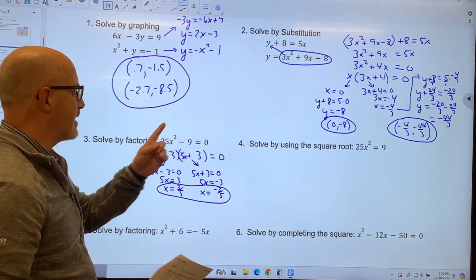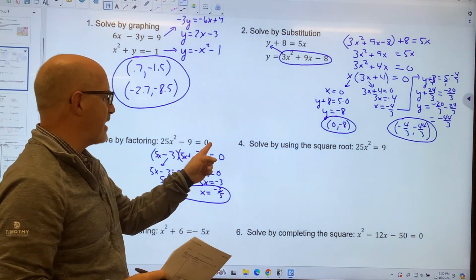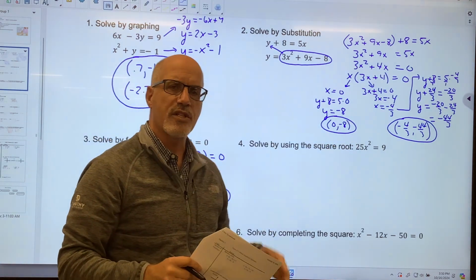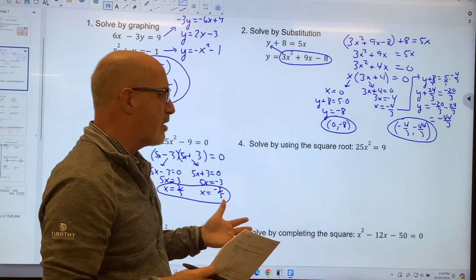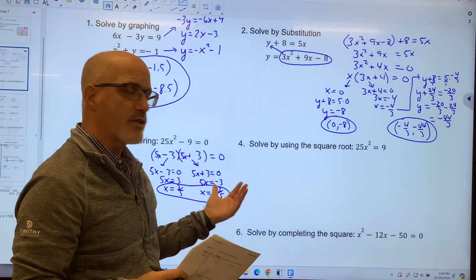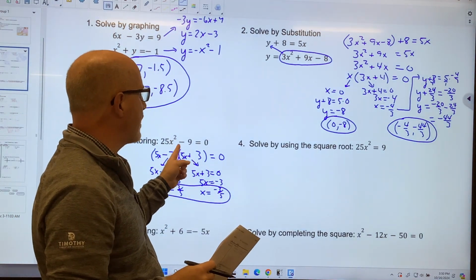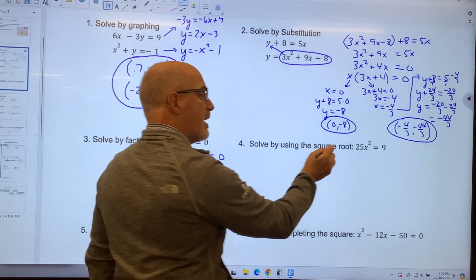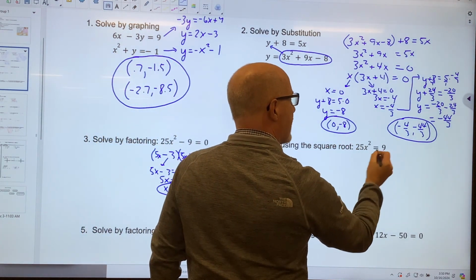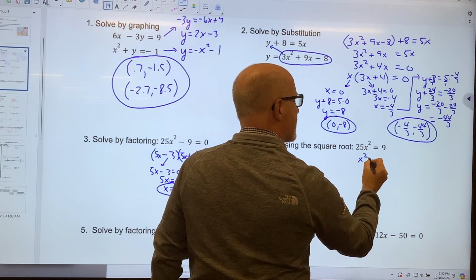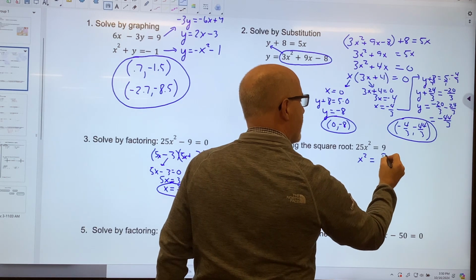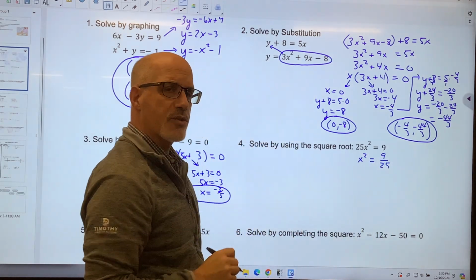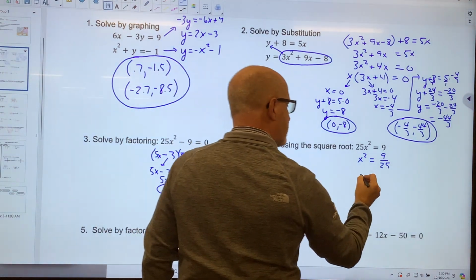Now I'm going to solve the exact same problem. Notice that if I add 9 to both sides, it becomes this problem. But I'm going to solve this one using square roots. Let's take a look at a different method for doing this. When you have this kind of pattern, you add 9, you get this equation. And what we can do is say, hey, let's take this and divide by 25 first. Let's get the x squared by itself. So 9/25. And then we're going to take the square root of both sides.